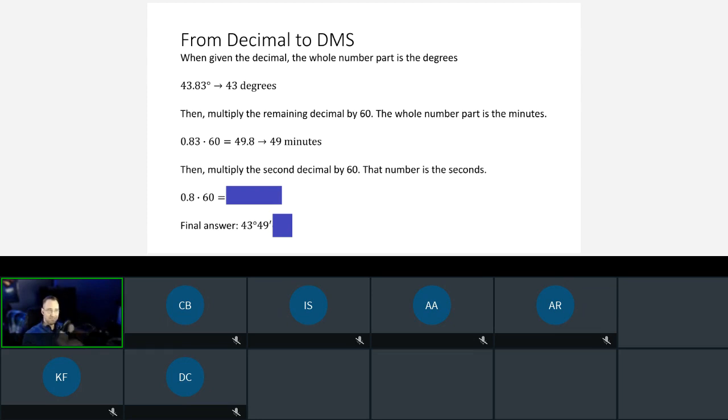Remember, 60 times 60 is 3,600 if you didn't know. So we multiplied it once by 60 already. That gives us the minutes portion. We take the decimal piece out of that, multiply by 60 again to give us the second portion. So 0.8 times 60 is 48.